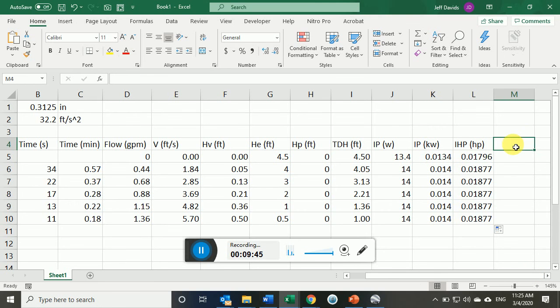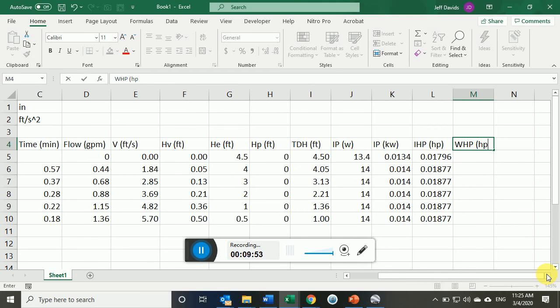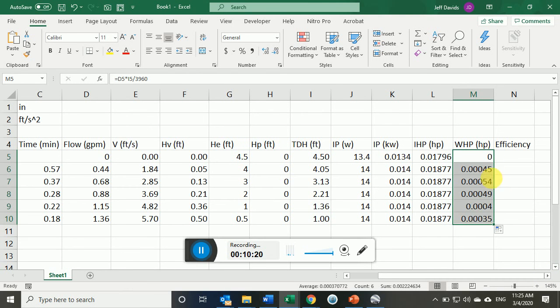There's 2 more calculations as far as I can tell that we need to do. One of them is to calculate the water horsepower, right? And the other one is to calculate our efficiency. So then we're ready to go. So water horsepower. What is water horsepower? It's Q times my total head, which is that guy, divided by 3960. Okay, makes sense. There's 0 when it's not flowing.